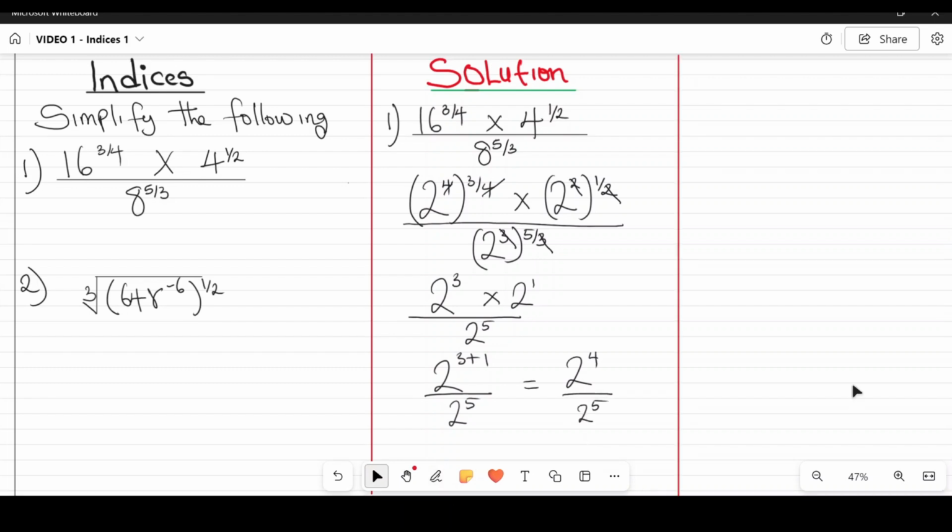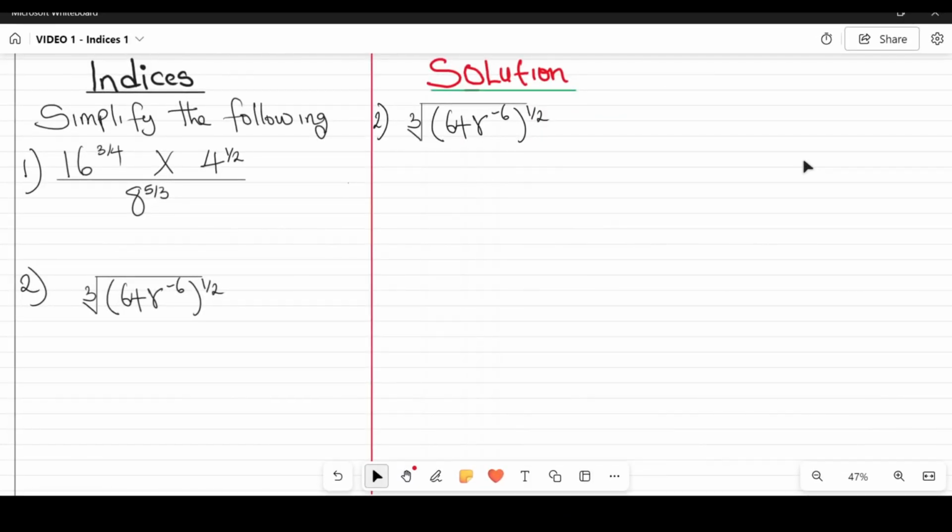Now from our division law, we can apply that this can be written as 2 raised to the power of 4 times 2 raised to the power of negative 5. Now since the bases are equal, we have 2 raised to the power of 4 minus 5. This is equal to 2 raised to the power of negative 1. And from our negative power law, this can be expressed as 1 divided by 2. That is your answer.